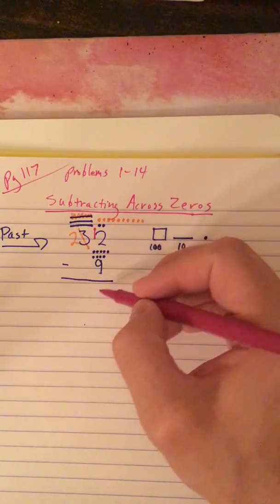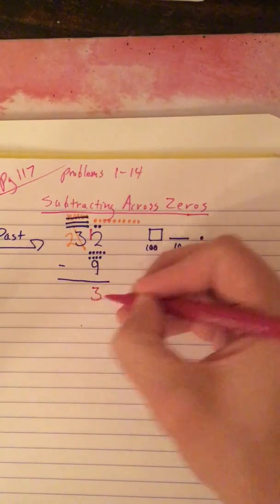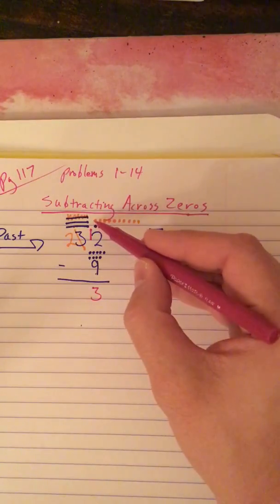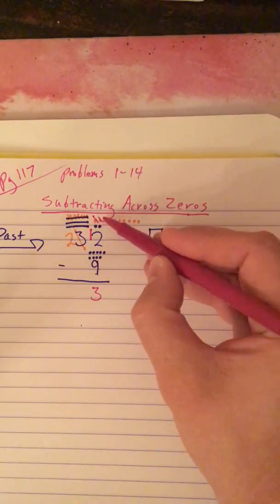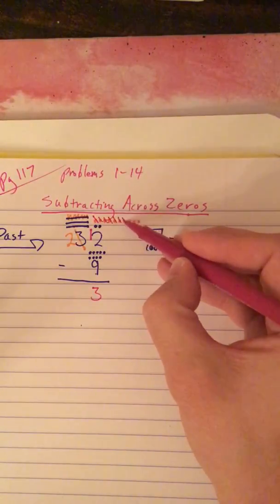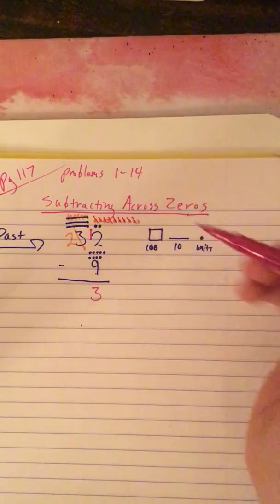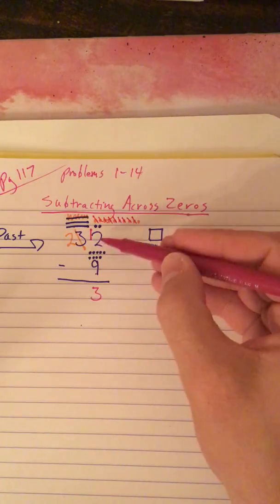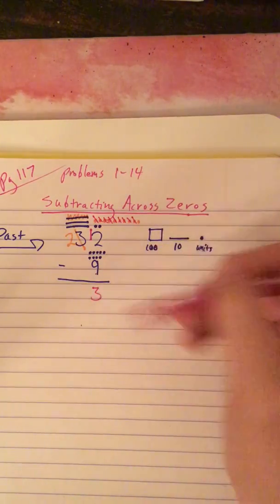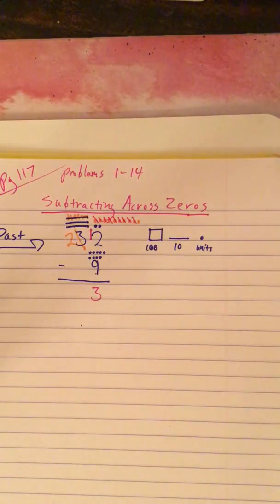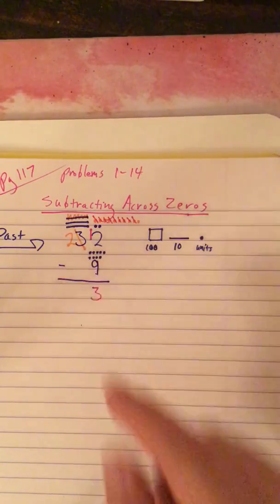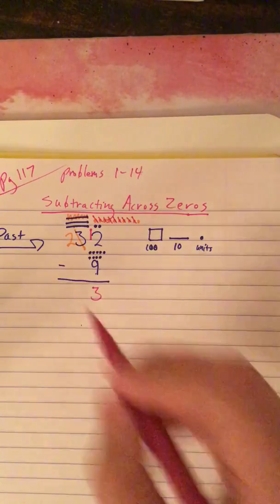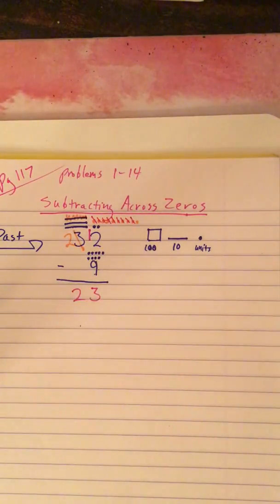So 12 minus 9 is 3, because we can actually physically come up here and go 1, 2, 3, 4, 5, 6, 7, 8, 9. We just took 9 out of 12, and that gives us 3. And then, of course, we bring down the 2 because we don't have anything here. It's technically an invisible 0, which gives us 23.